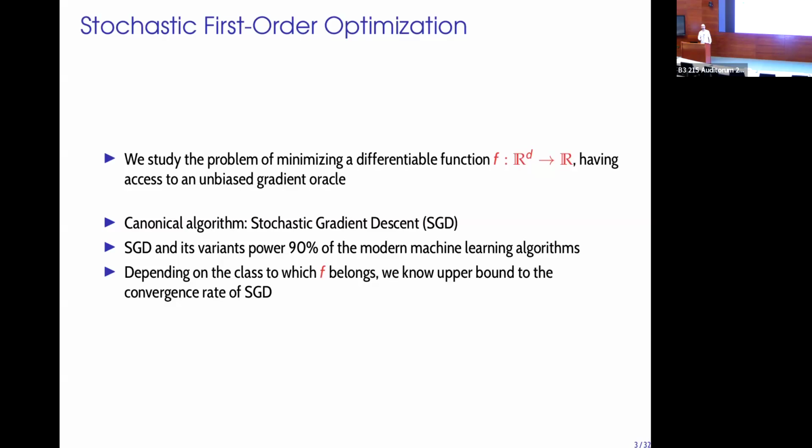What people do every time they train deep neural networks is essentially this. They have a non-convex function. They have access to an unbiased estimate of the gradient, for example, through mini batches, and they're using some kind of first order algorithm. It might be SGD or some variant of SGD, but they're all essentially SGD based. And depending on the characteristics of the function, typically we can prove upper bounds on the convergence rate of SGD or variants of it.